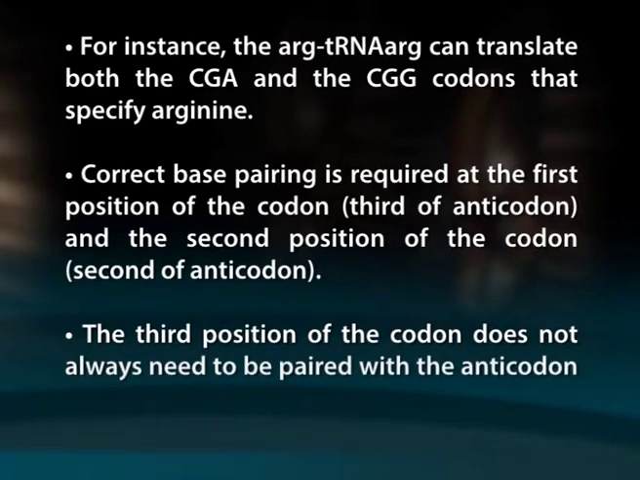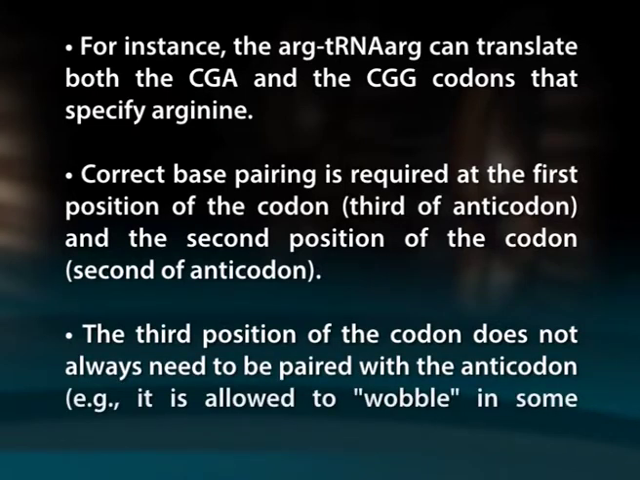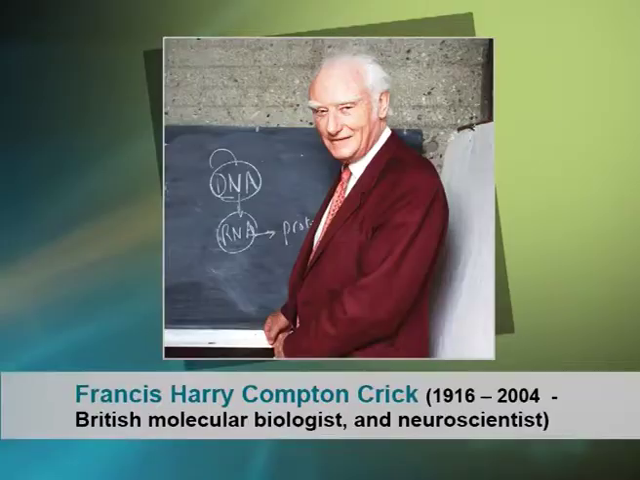The third position of the codon does not always need to be paired with the anticodon. For example, it is allowed to wobble in some cases. In most instances, the third base is the degenerate base. It is sometimes referred to as the wobble base. In 1966, Francis Crick devised the wobble concept.